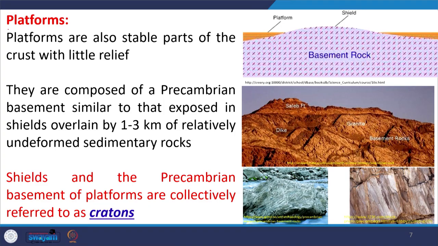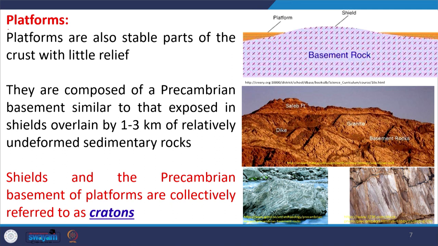The older supracrustals become part of the craton, and they were deformed and re-exhumed, while the younger supracrustals are relatively undeformed. If you go to peninsular India, you will find Proterozoic sedimentary rocks that are undeformed and lying on the Archean and Precambrian shields. These represent the platform cover sediments. The shields and the Precambrian basement platforms are collectively known as craton.